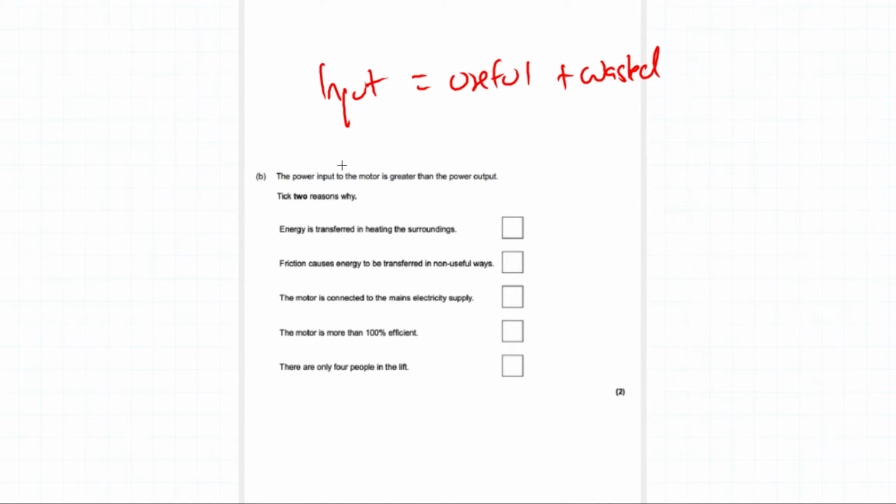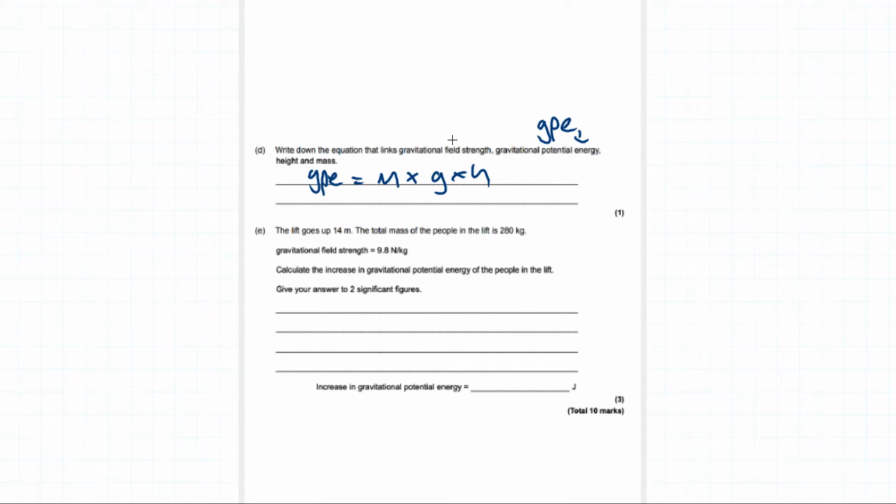In the exam, don't be as lazy, write out the words if it asks you to write it out. But they most likely will accept this as well as long as you made it clear. But you should write out the words where possible. This one is a formula that you should be comfortable with. Gravitational potential energy is mass times gravitational field strength times height.